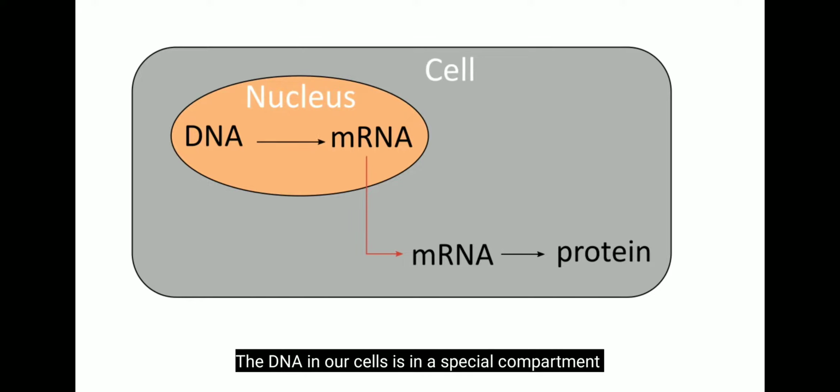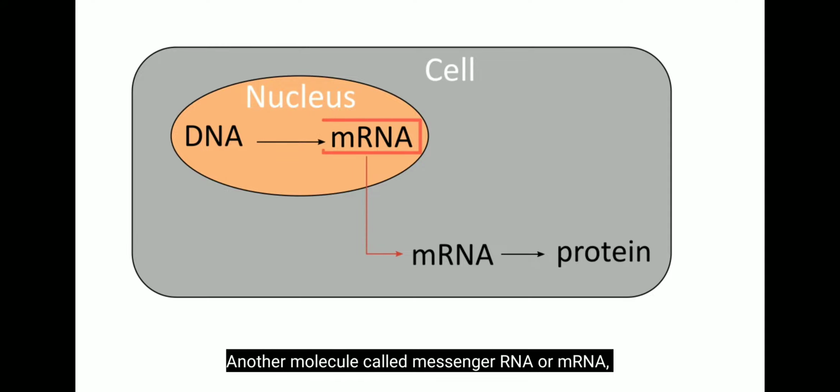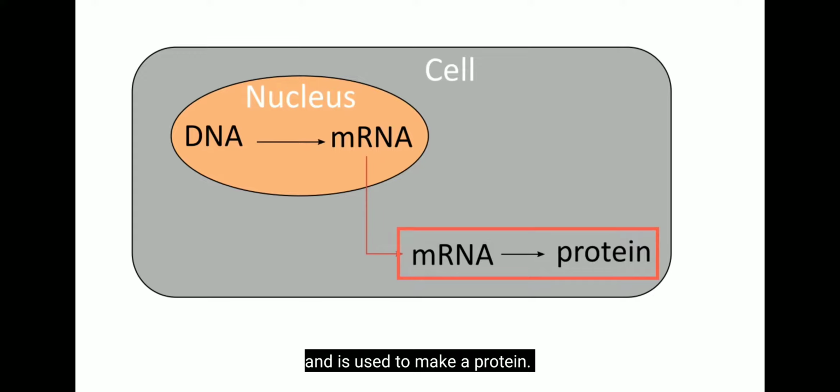The DNA in our cells is in a special compartment called the nucleus. Another molecule called messenger RNA or mRNA carries the information in DNA to the rest of the cell. The mRNA carries the code for one gene and is used to make a protein.